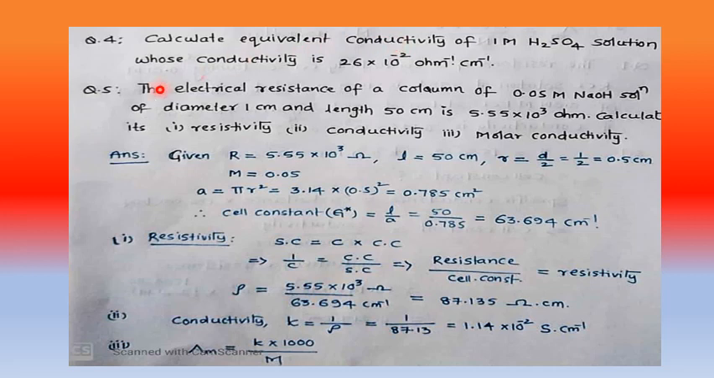Question number 5. The electrical resistance of a column of 0.05 m NaOH solution of diameter 1 cm and length 50 cm is 0.55 into 10 power 3 ohm.